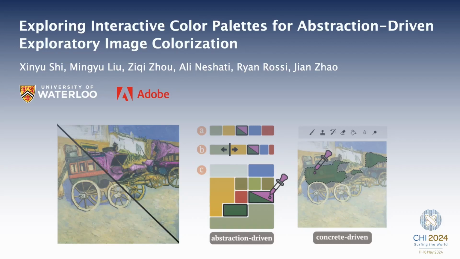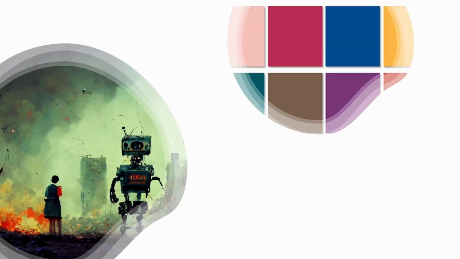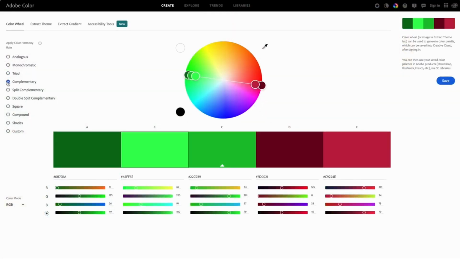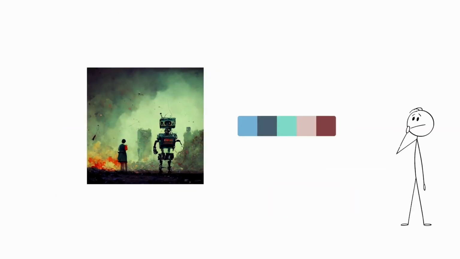In this paper, we explore the potential of interactive color palettes for abstraction-driven exploratory image colorization. Color design is important, but recoloring an image can be a real challenge. Seeking inspiration from platforms like Adobe Color may help, but applying those colors to your image can be tricky. It's hard to imagine how the colors will look together, and even harder to figure out where to use each color and in what proportion.